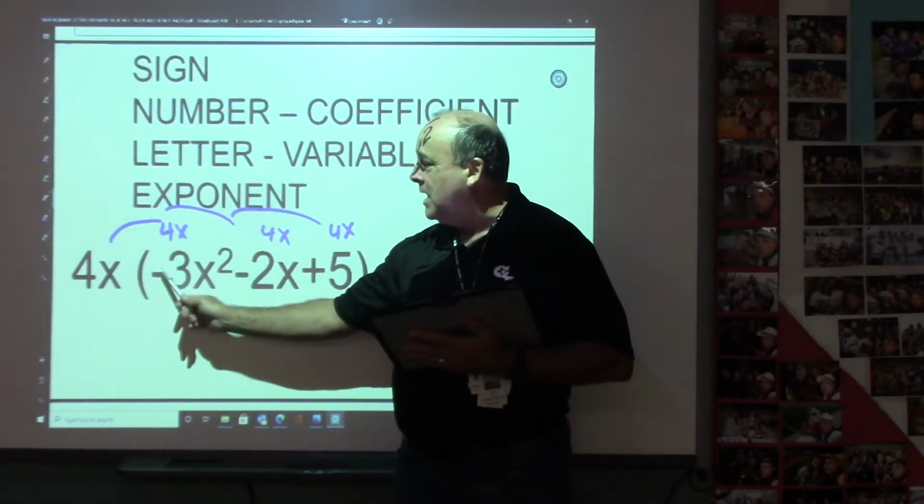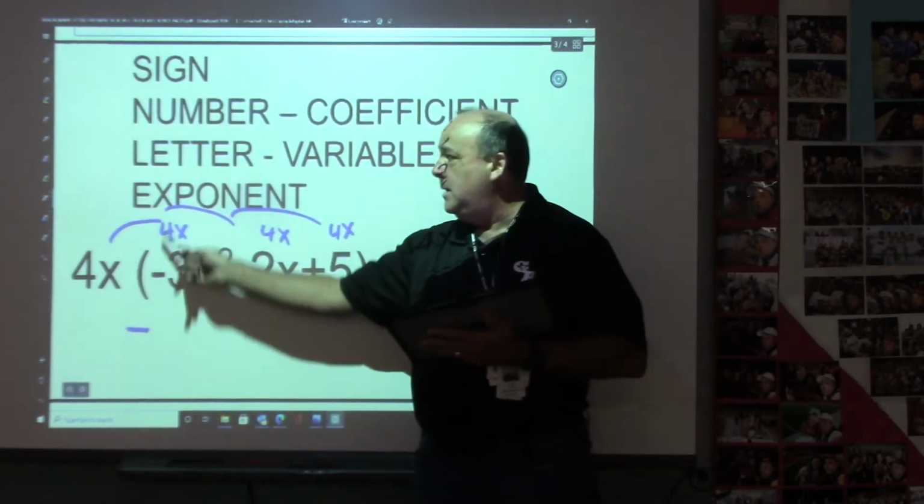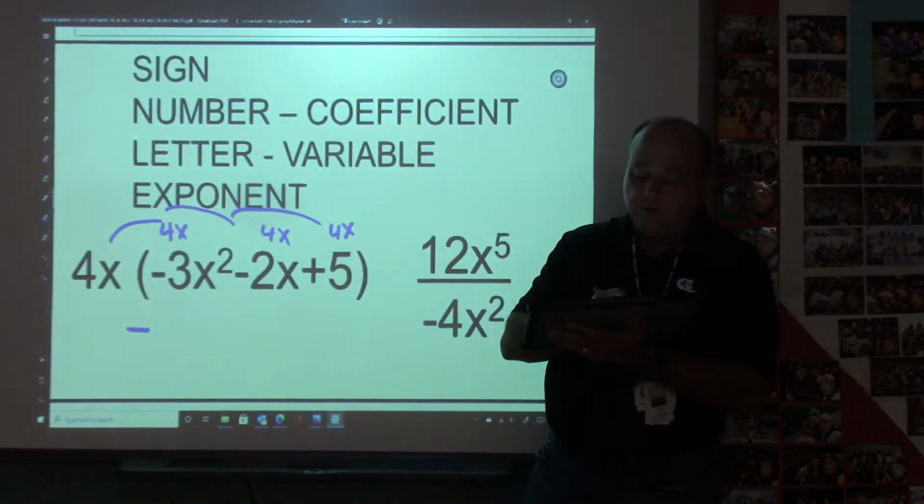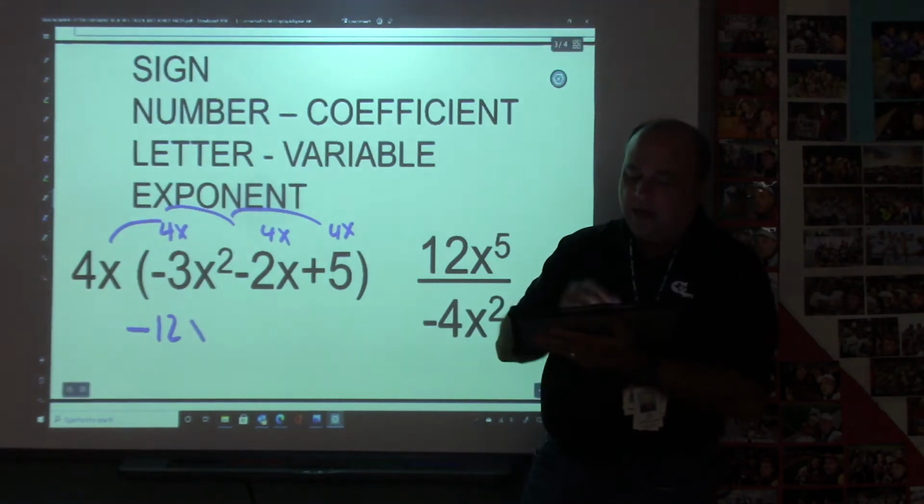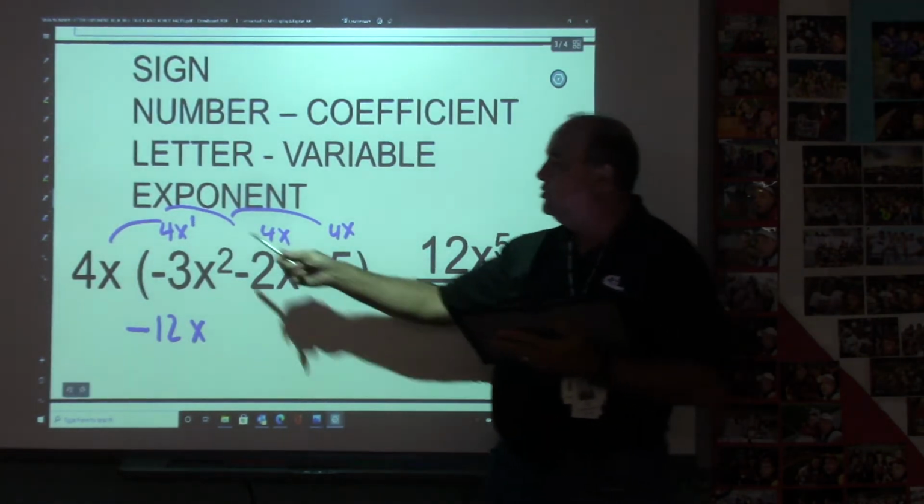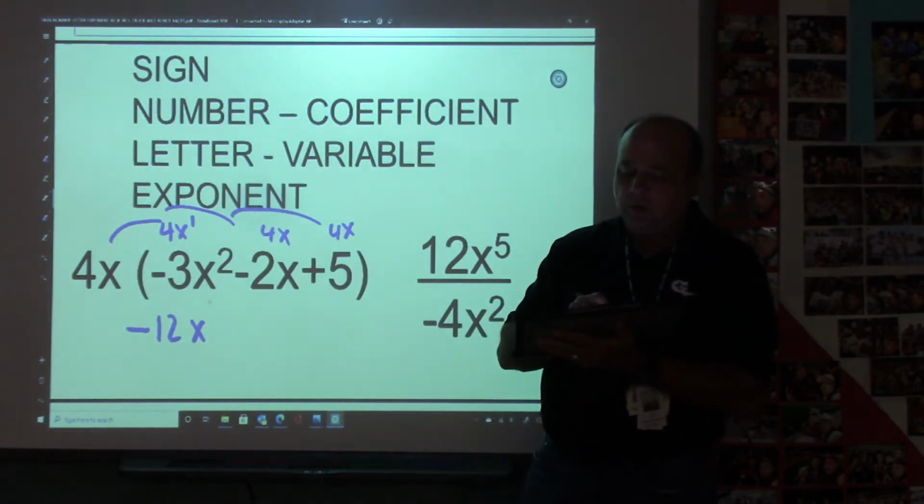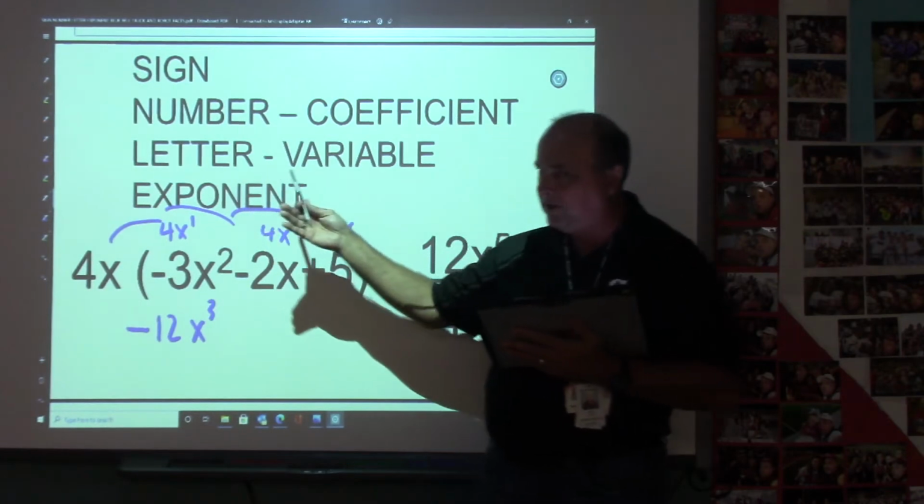What's a positive times a negative? It's a negative. That's my sign. What's 4 times 3? That's my number, which is called a coefficient. The letter I have is x, and you're going to learn this later on, but you're going to add these exponents up. So 1 plus 2 is 3. And remember, you haven't been taught how to multiply these variables yet, so that's going to come later.